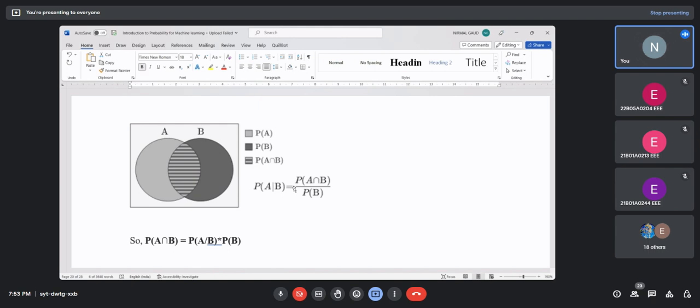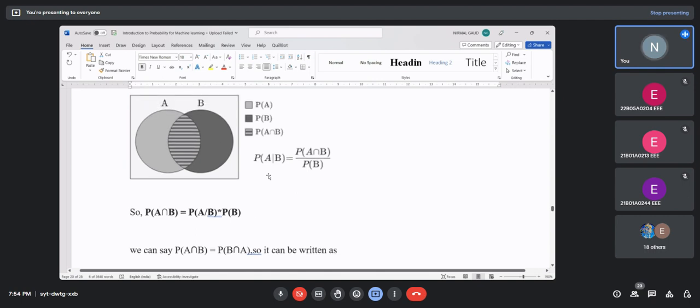How to calculate the intersection of these two sets, P(A intersection B)? It's already been shown to you. This is your A, this is your B. A intersection B is the shaded region in between A and B. So the formula for A intersection B is given as P(A|B) into P(B).